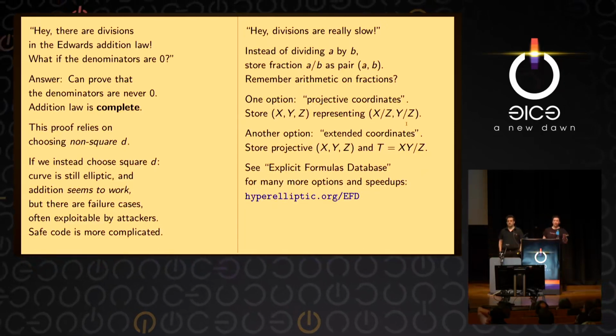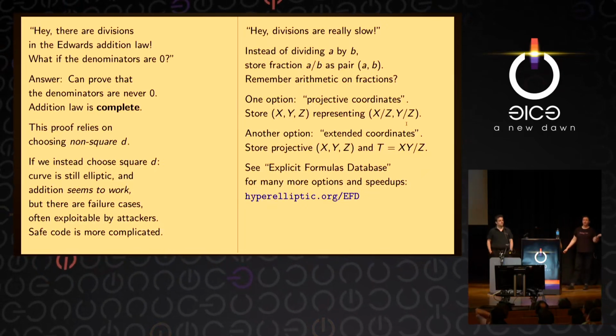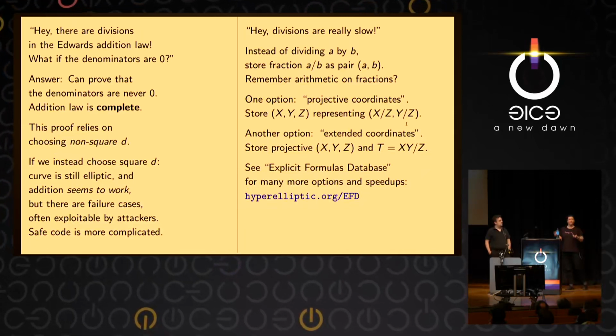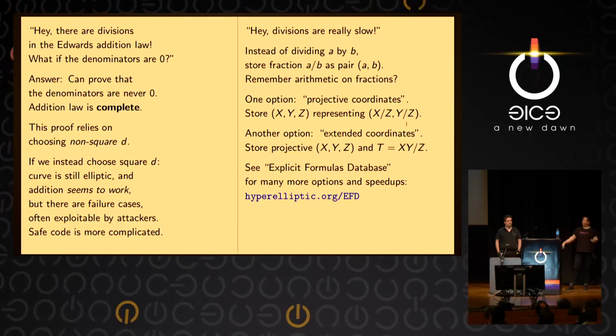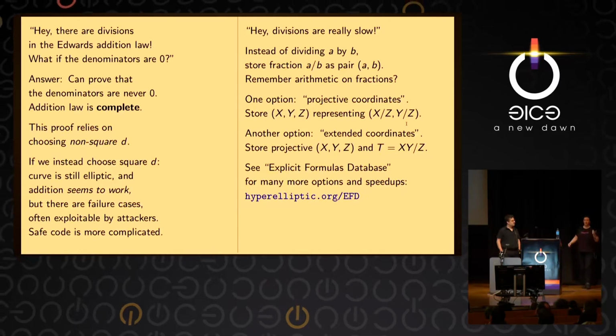where the old x and y are x divided by z and y divided by z. Or you can be a little bit more adventurous, get somewhat better speed, and introduce an extra coordinate called t, which is x times y divided by z. If you're interested in how to do this efficiently and get computer-verified formulas, please visit the explicit formulas database at the link there to see how you actually do the additions.